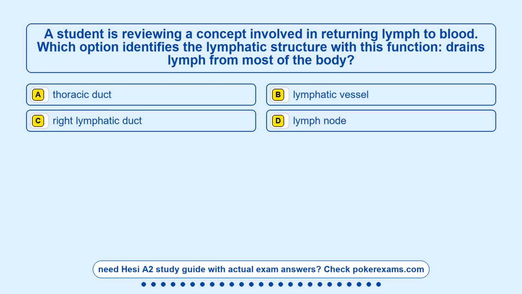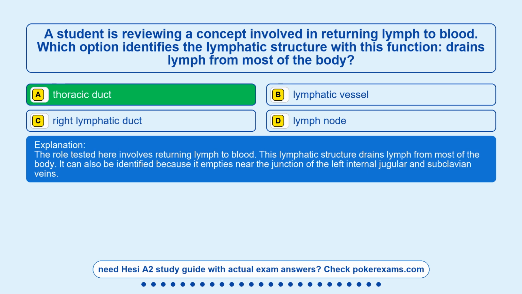Question 5. A student is reviewing a concept involved in returning lymph to blood. Which option identifies the lymphatic structure with this function, drains lymph from most of the body? Option A, thoracic duct. Option B, lymphatic vessel. Option C, right lymphatic duct. Option D, lymph node. The correct answer is option A, thoracic duct.